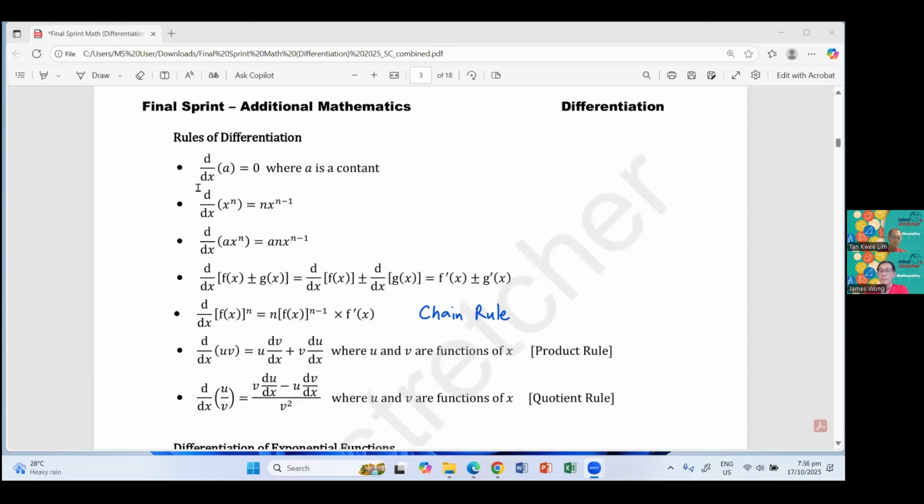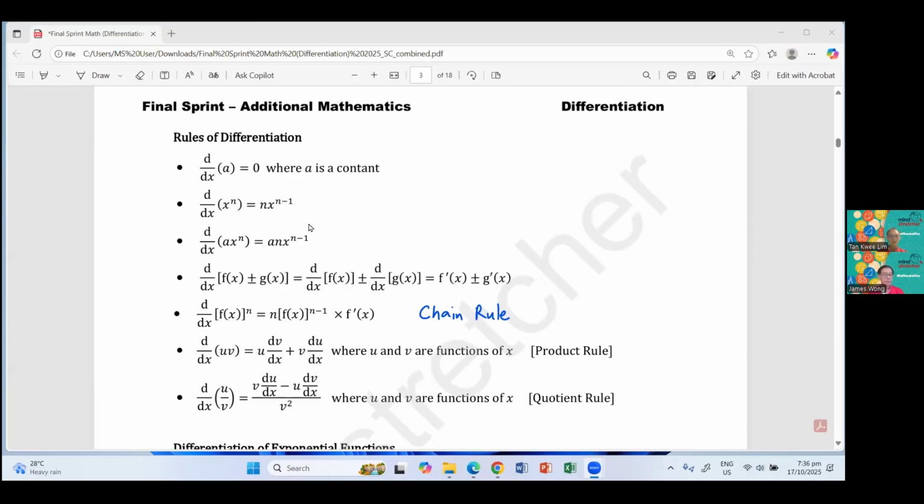For this first one, for sure, when we differentiate a constant, that will be equal to 0, right? So this one should be rather straightforward. Okay, then for the next one, differentiation of x to the power of n, right? What happens is that this will then become n times x to the power of n minus 1.